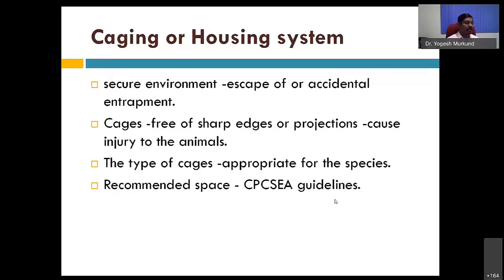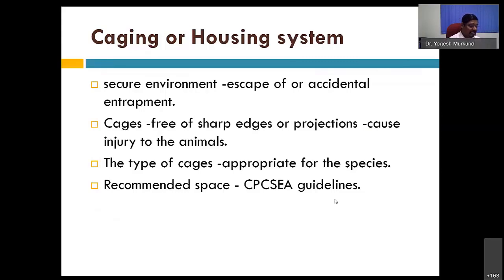Next thing, we need to ensure the cage or housing system. Now, this cage or housing system should provide a secure environment that does not allow escape or accidental entrapment of animals or their appendages between opposing surfaces. That's very important.